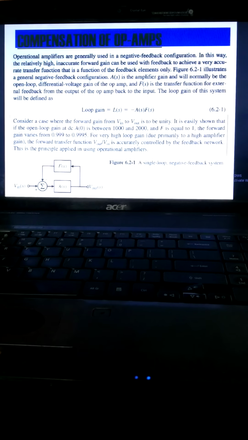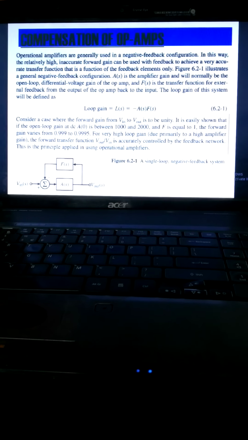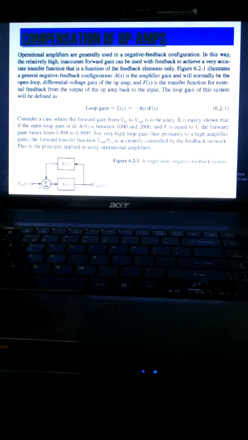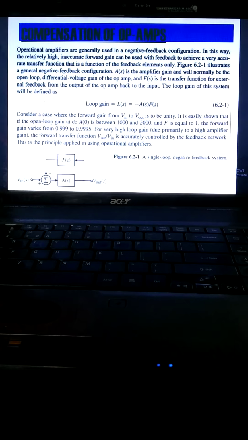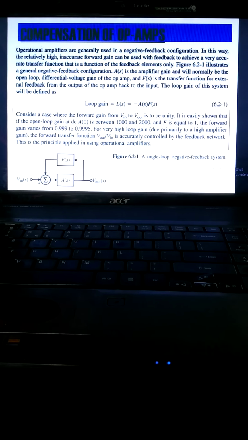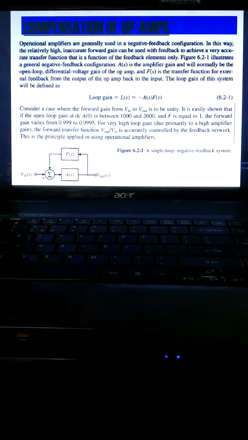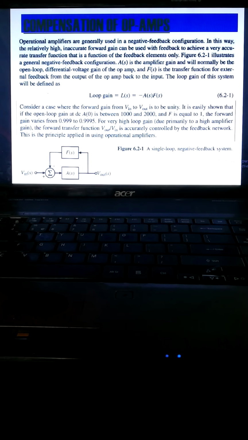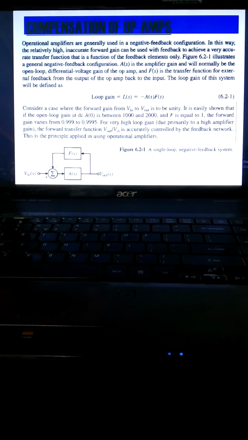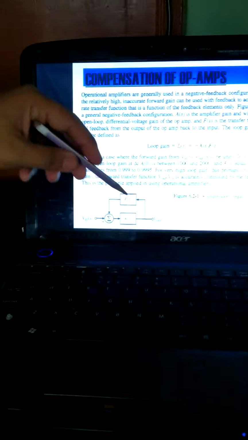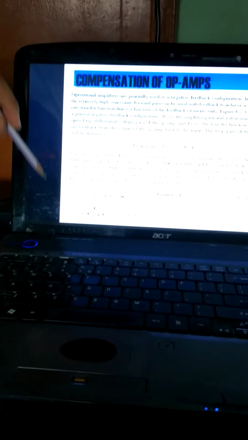So for any high gain loop, we require that the transfer function, that means the output voltage over the input voltage, the forward transfer function, is controlled by the feedback network. If the forward transfer function is not controlled, not very high, then there will be chances for noise creation. So we require the forward transfer function. Why forward? Because the transfer function is output by input.